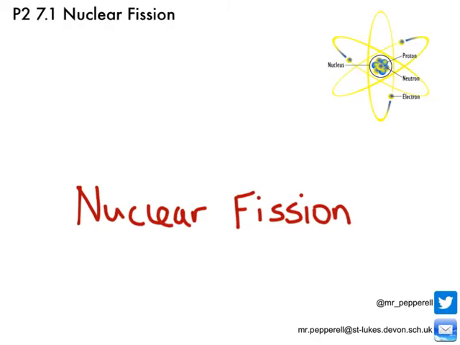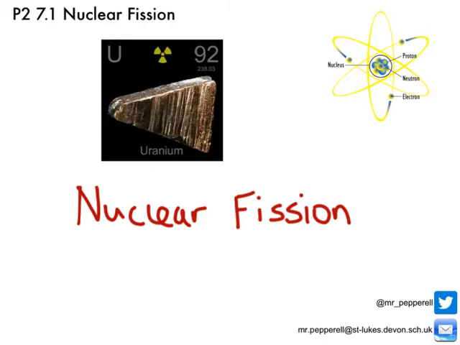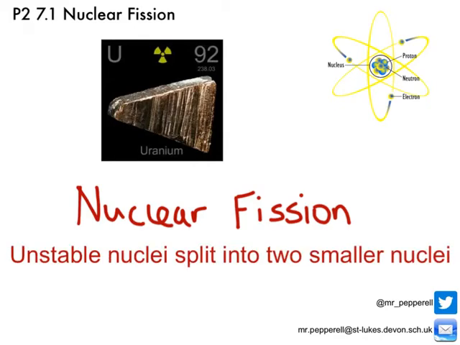What is nuclear fission? Well, any large atomic nuclei with at least 83 protons, such as uranium that we've got here, have an unstable nucleus, and they can randomly split into smaller nuclei. So nuclear fission is the process by which unstable nuclei split into smaller nuclei. Now this can happen spontaneously and randomly, but you can also encourage it to happen. So how can we encourage this process to take place?